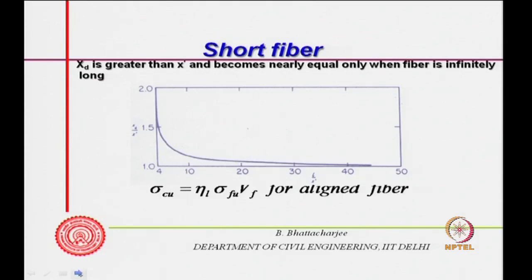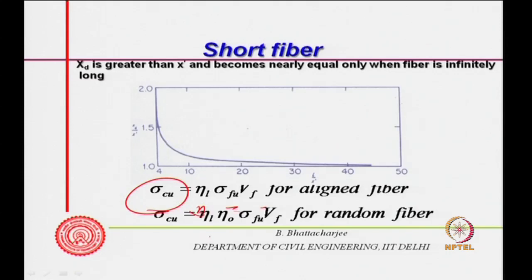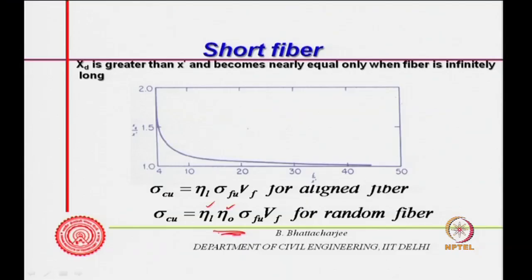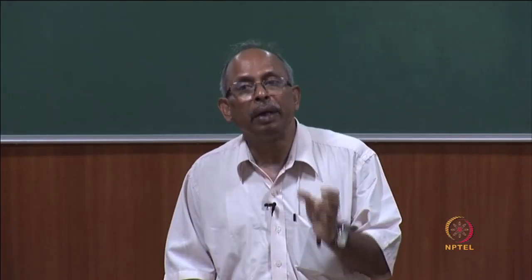So, this is the behavior of short fiber, and in such a case sigma c u will be the length efficiency factor times sigma f u V f if they are aligned, and if they are randomly oriented, both efficiency factors must be taken into account with sigma f u V f. That is what you should take into account for the composite strength. So, the composite ultimate strength will be given by this, and failure will be at epsilon m u.